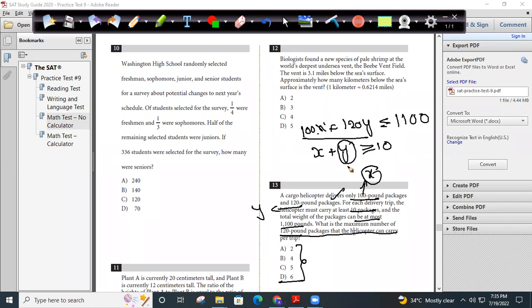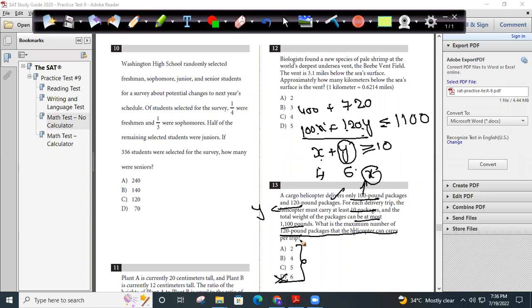6. So assume that you are carrying 6 bags of 120 pounds. If you carry 6, you need to carry at least 4 bags of 100 pounds. So 6 times 120 is 720. 4 times 100 is 400. 400 plus 720 is 1120. It is not satisfying my condition. So I can never carry 6 bags of 120 pounds, because if I carry that, it is not meeting my conditions.